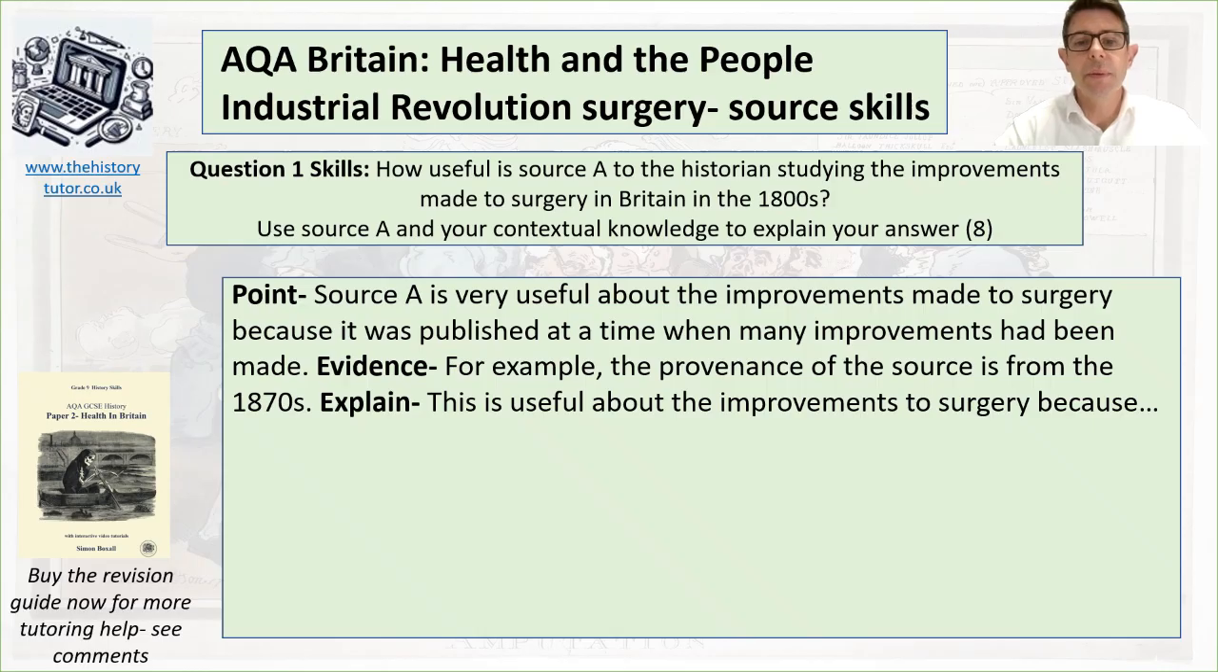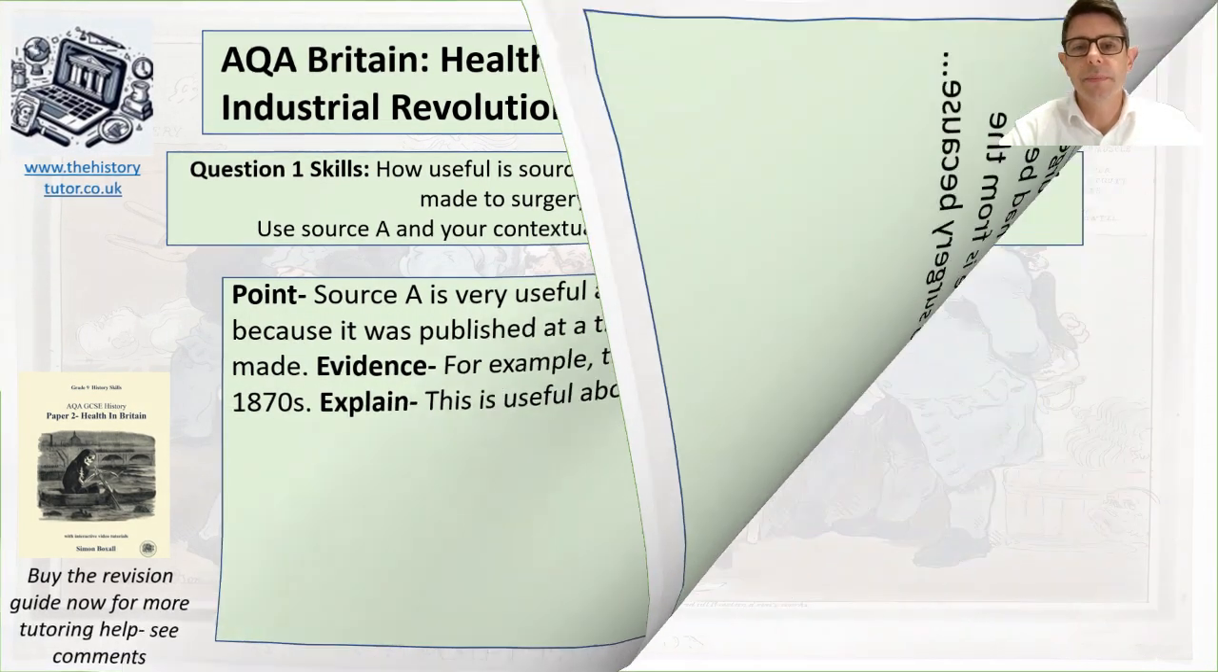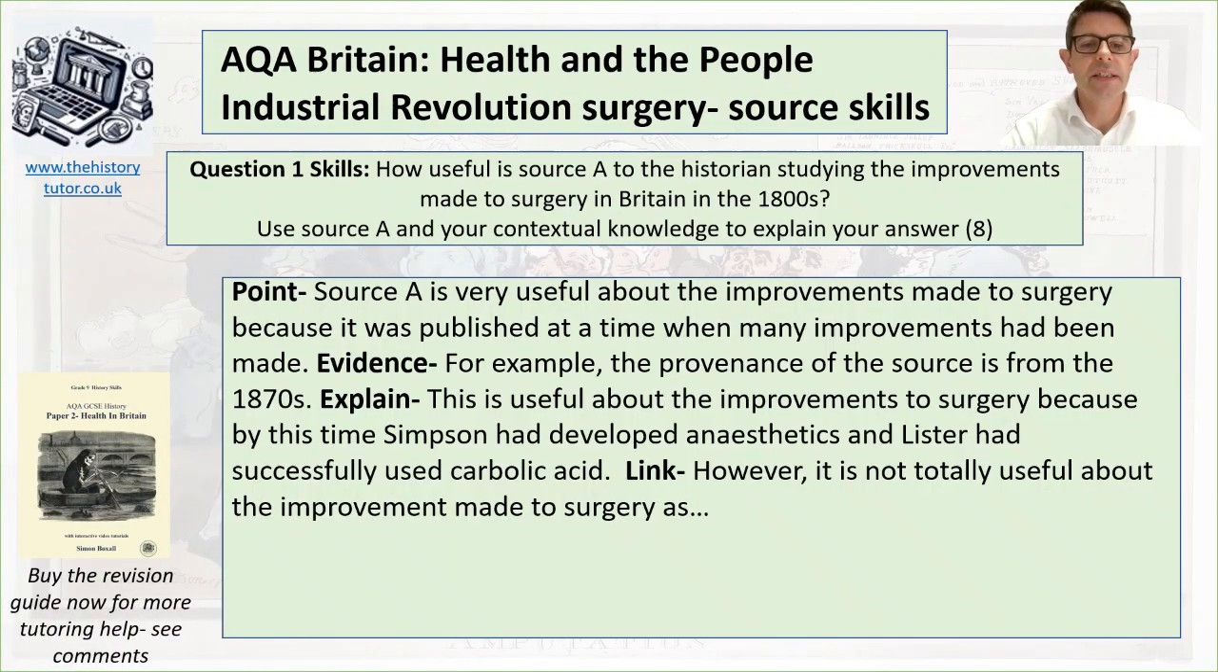So this is useful about improvements made to surgery because, and we need to maybe explain some knowledge about the 1870s. So pause me now and give it a go. Okay, so I've written, this is useful about the improvements to surgery because by this time Simpson had developed anaesthetics and Lister had successfully used carbolic acid. So obviously we know, therefore, that some improvements have been made.